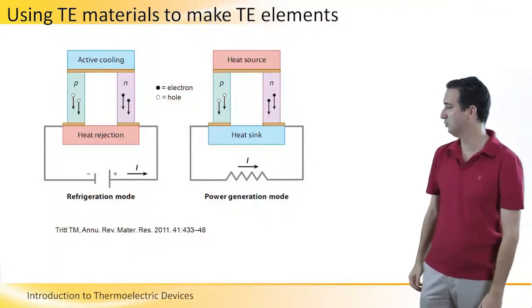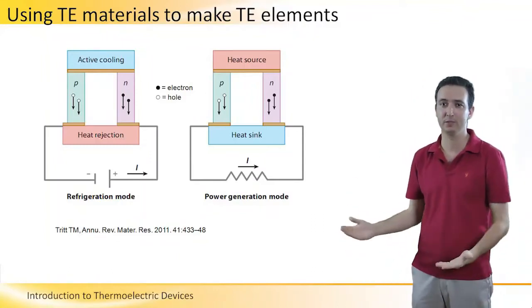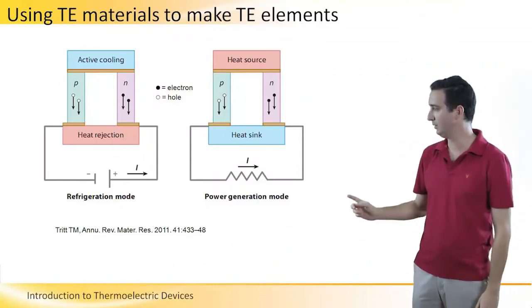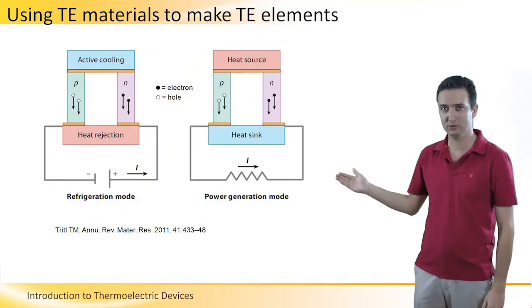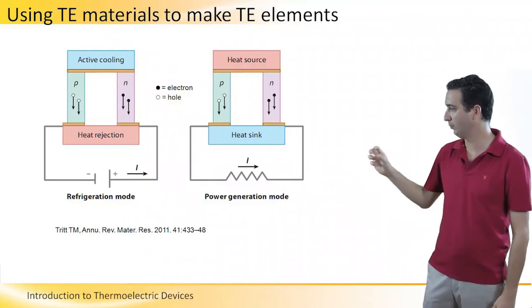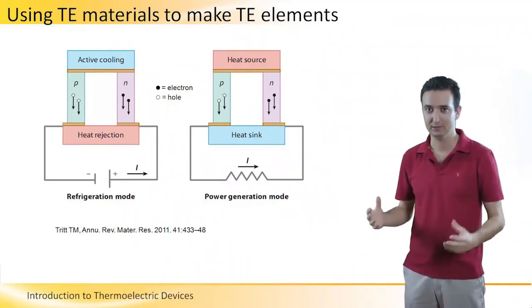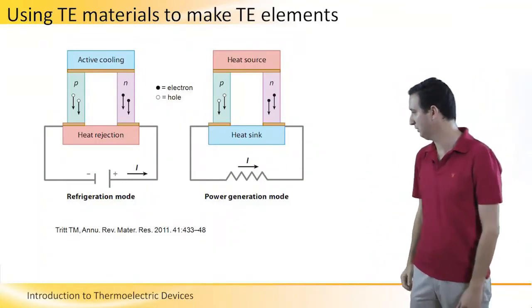Okay, so in order to utilize these thermoelectric materials and make a thermoelectric device from them, usually you combine two materials, one N-type and one P-type, meaning semiconductors. You combine them to create a thermoelectric element, and from these elements you then combine many elements to create a thermoelectric device. So let's see how these elements are composed.